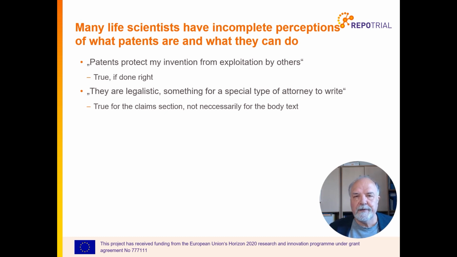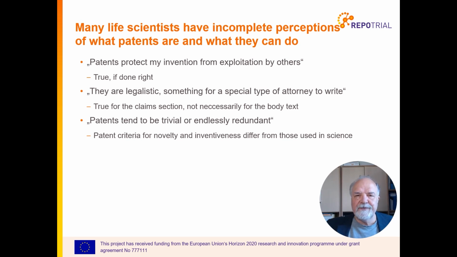Those of you who have already delved into patent documents will have encountered many which for scientists are difficult to understand and to read, very legalistic in its language. So the opinion abounds that the patent is something that a scientist doesn't write. The patent attorney does this, and that's a specialized type of attorney. Well, for the claims section, this is true. I would never write the claims section myself, only tell my patent attorney what I want to be claimed. But the body text, of course, you are free to write in your own style as long as you stick to certain regulations, which really don't limit you in describing your science here.